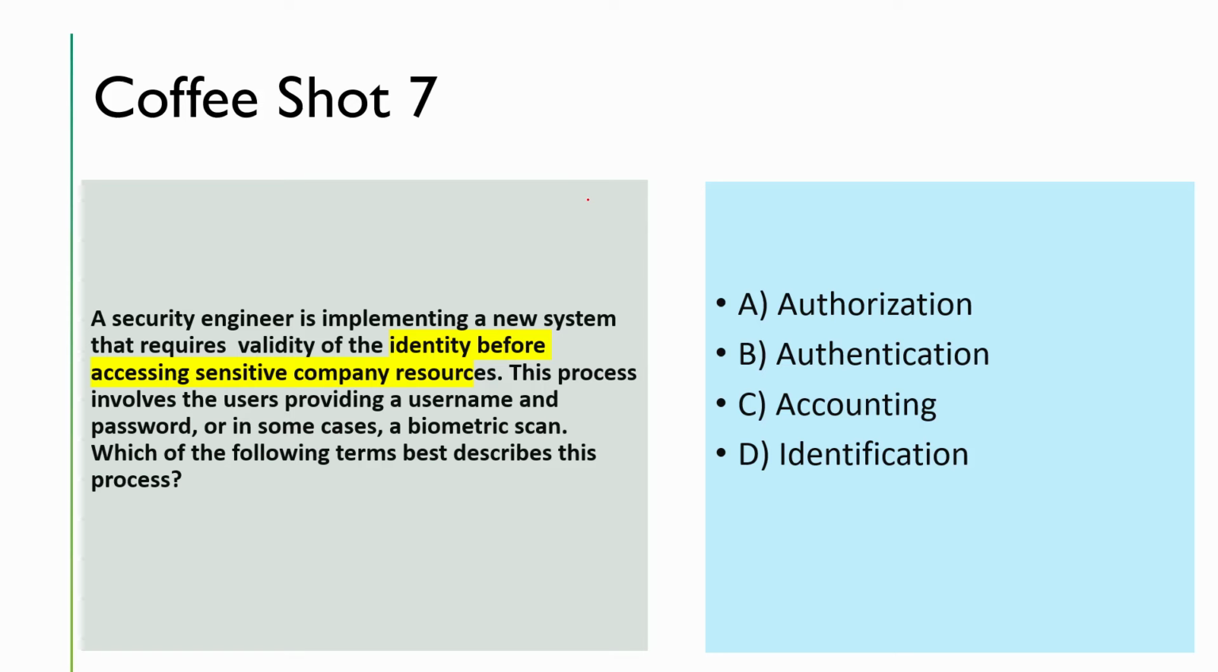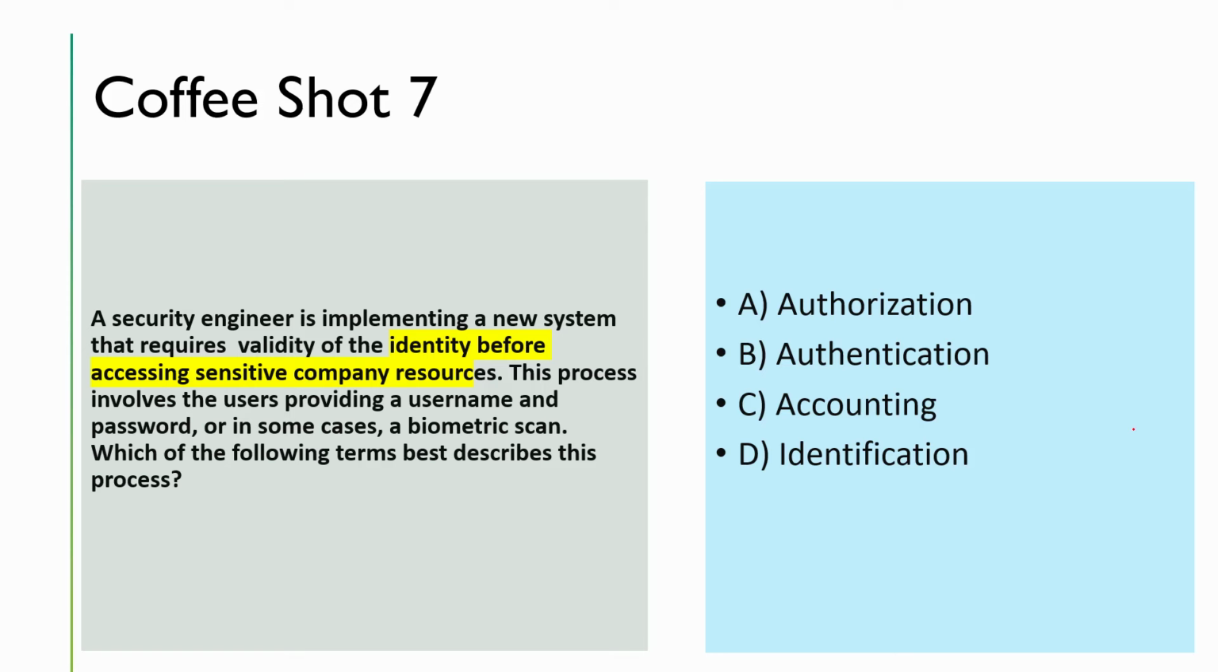A security engineer is implementing a new system that requires validity of identity before accessing the company resource. This process involves the user providing a username and password, in some cases a biometric scan. Which of the following terms best describes the process? Okay, now the keyword here: username is there, but password or in some cases biometric looks like a different type of authentication factor.